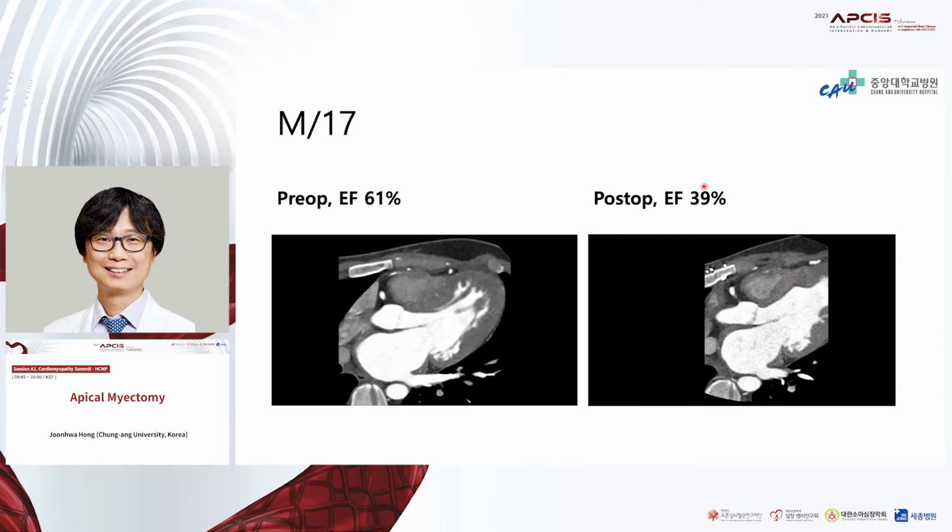As I showed you in Dr. Schaff's paper before, the patient's stroke volume and cardiac output increased, and because of that, the patient's symptoms get better, of course. And I think this is a very important concept of apical myectomy surgery as well.